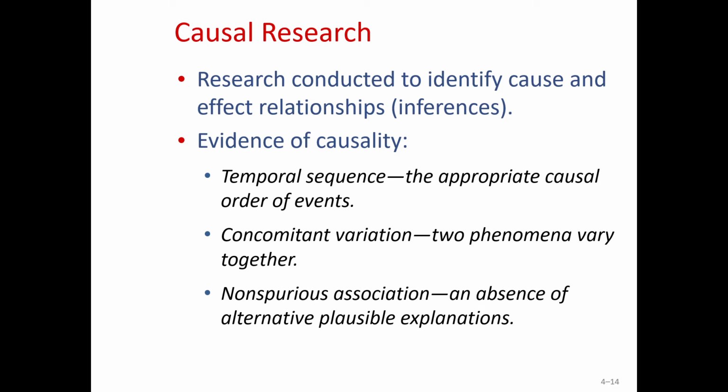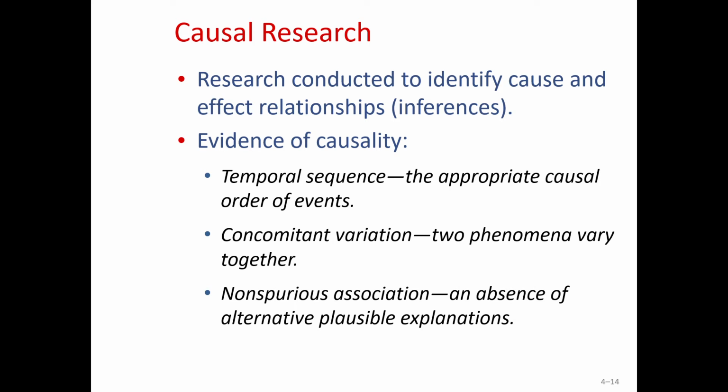Concomitant variation occurs when two events covary or correlate, meaning they vary systematically. In causal terms, concomitant variation means that when a change in the cause occurs, a change in the outcome as well will occur. Causality cannot possibly exist when there is no systematic variation between the variables.